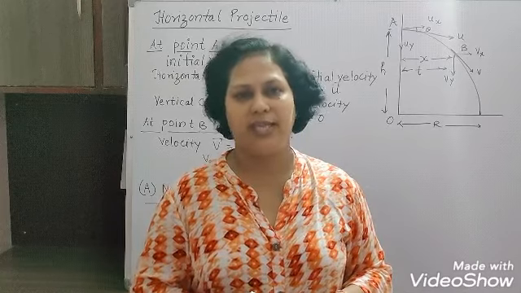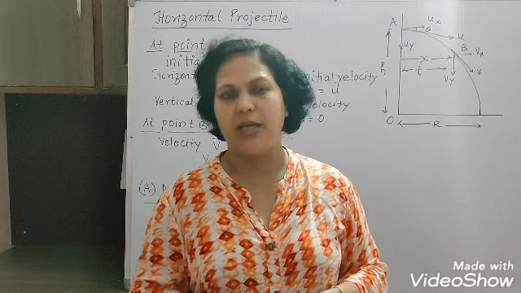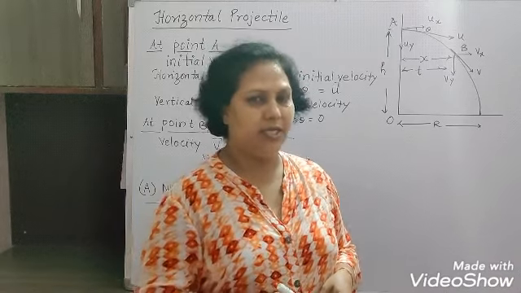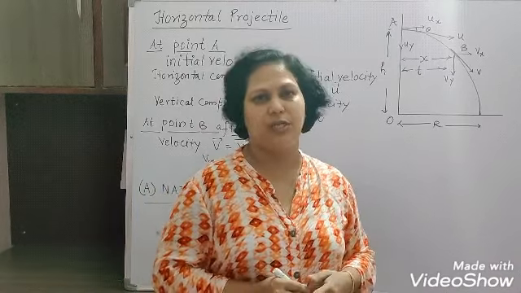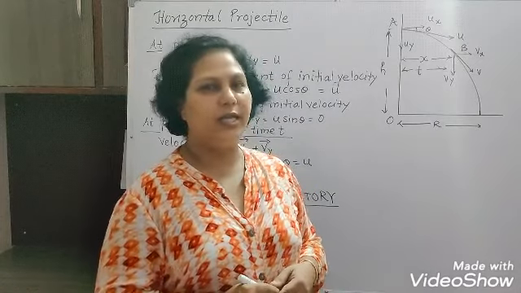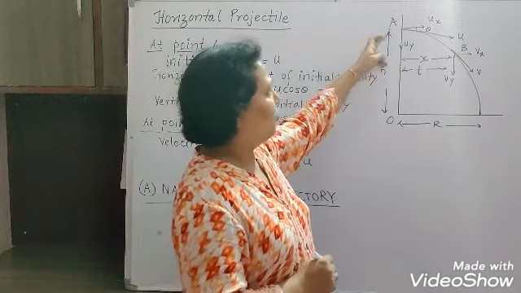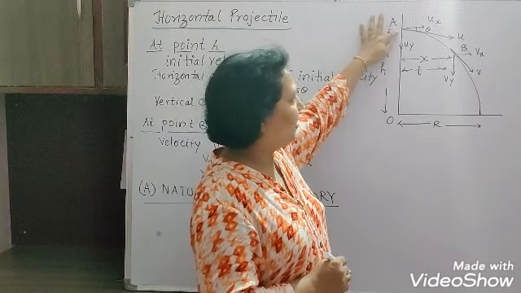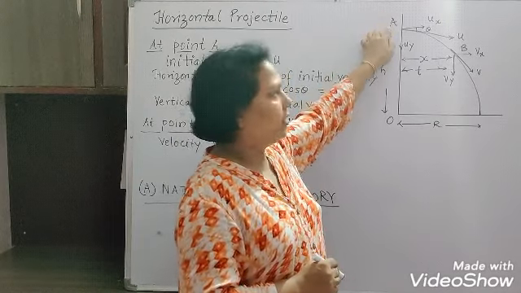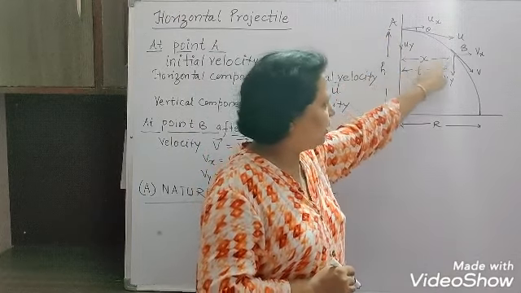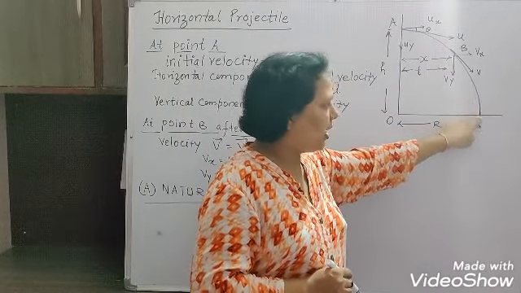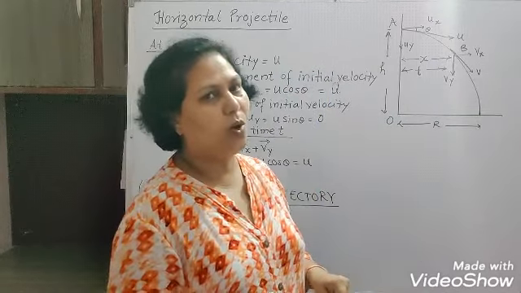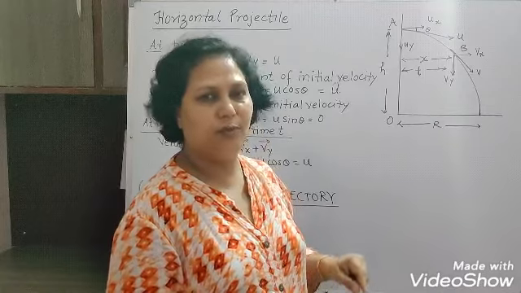Today also, in the same way, we will derive the formulas here, but before that we'll see that horizontal projectile motion is a projectile motion in which a body is thrown with some initial velocity from a height, then the body travels in this type of path and touches the ground. So this type of motion is called horizontal projectile motion.